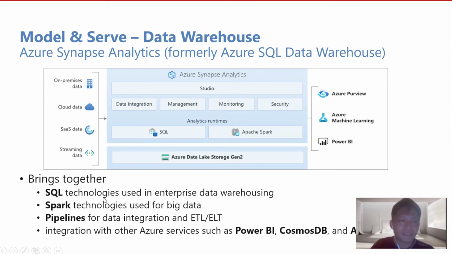It has the SQL technology, which is used for enterprise data warehousing. Recently, it also included Spark technologies, which you can use for big data. So when it was Azure SQL Data Warehouse, it only had the SQL component, but now Microsoft has integrated the Spark component as well. And then you can also do data integration and ETL or ELT using pipelines from here. So this is where it has a bit of overlap with Data Factory.